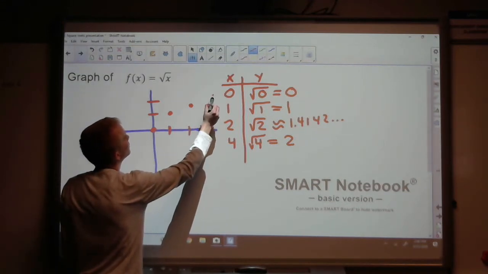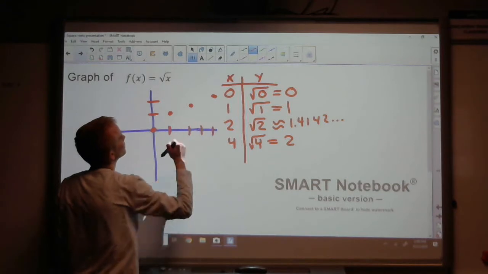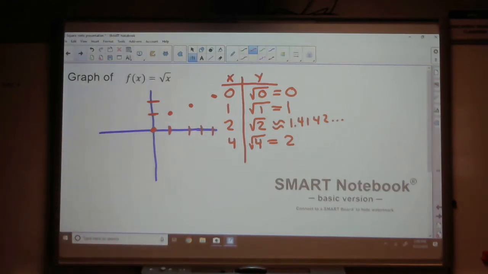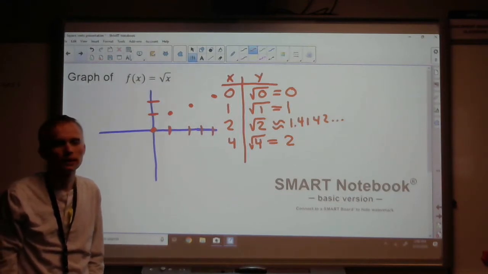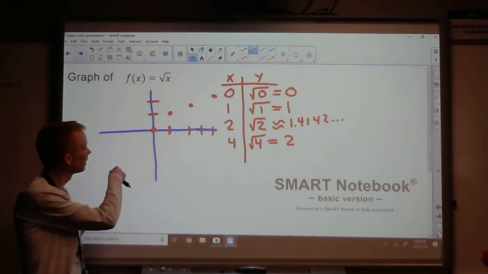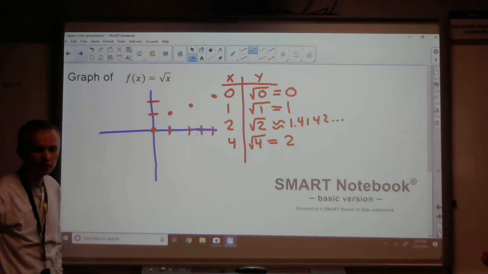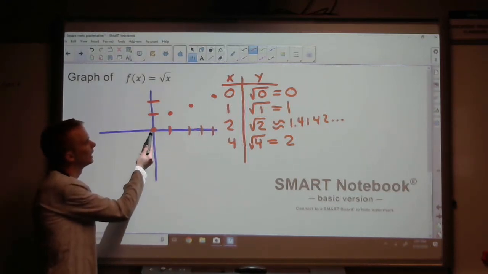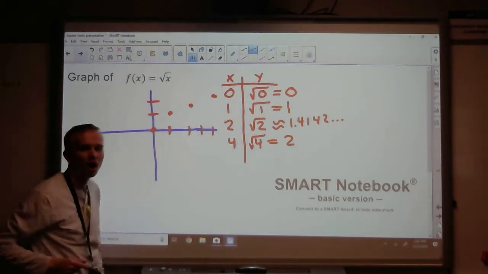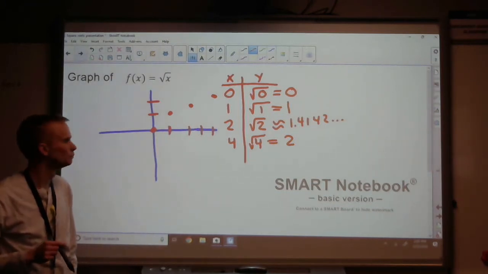Okay, so that tells me over here at 4, 1, 2, 3, 4 for x, I get out a y value of 2. Okay. Now from this, you can kind of tell what this graph is going to look like just by plotting these points. I'm going to look at a few other things too. We've only plugged in 0 and positive numbers, okay?